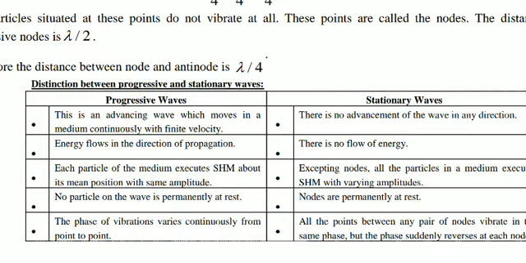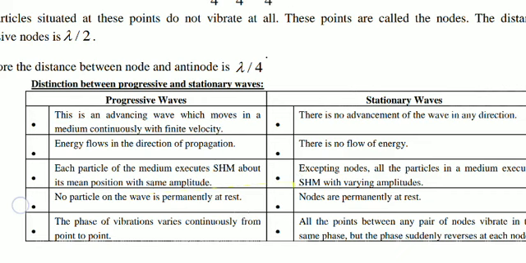Now, what is the difference between a normal progressive wave and the standing wave? As I have already mentioned, what are the differences, but still we will read this particular topic. In case of progressive wave, this is an advancing wave which moves in a medium continuously with finite velocity. So any progressive wave will move in a medium from one point to another point with a finite velocity. However, in case of stationary waves, there is no advancement of wave in any direction. Wave will not move at all in any direction. That's why it is called a stationary wave.